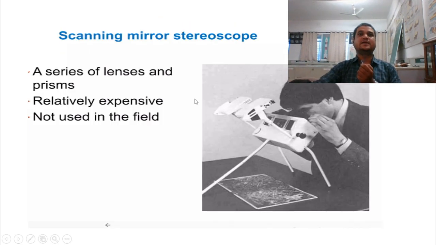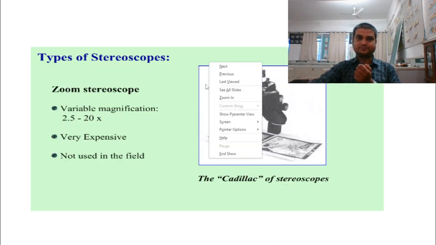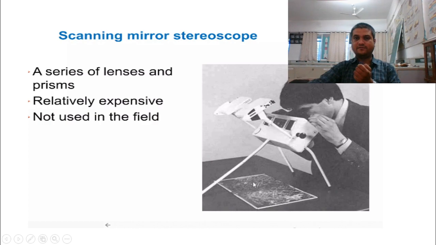Then the scanning mirror stereoscope. Here you can see a series of lenses and prisms in this particular portion. It is relatively expensive and not used in the field. Here again you can see two aerial photographs overlapping each other, and this is the ideal flight line. From that you can easily see the images below. This is known as the scanning mirror stereoscope, with a series of lenses and prisms.